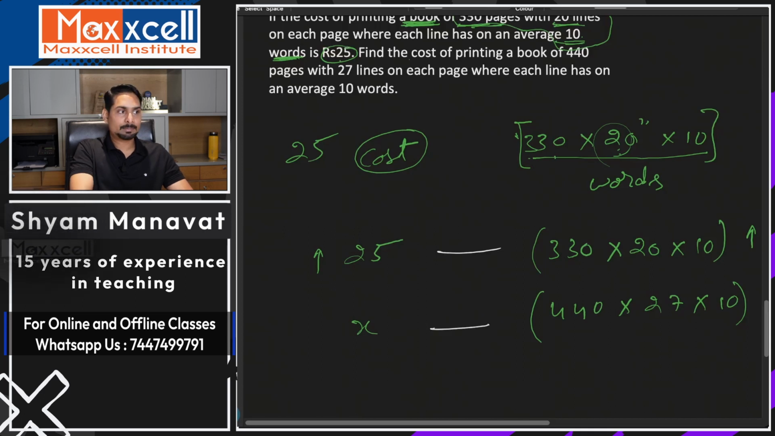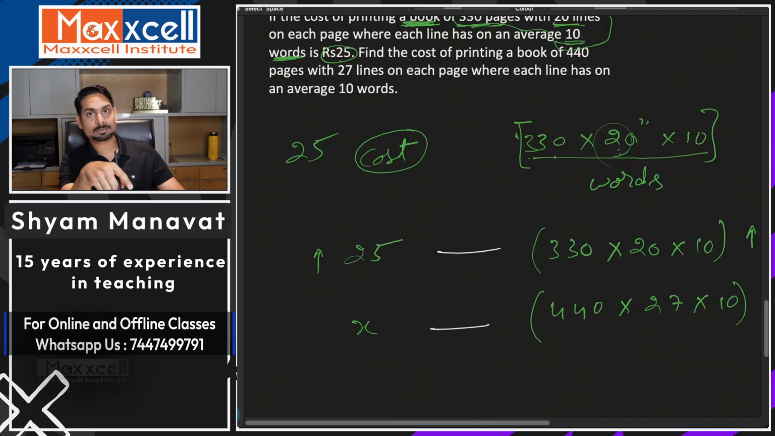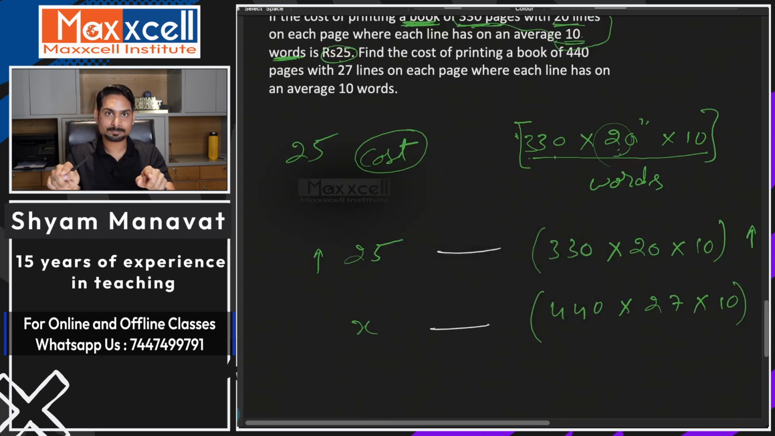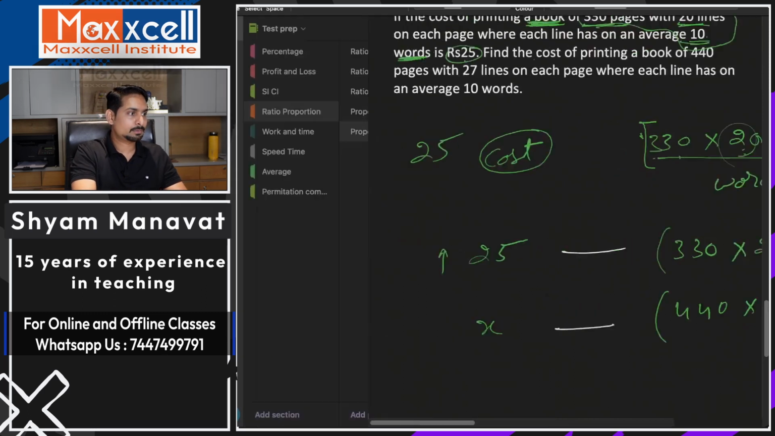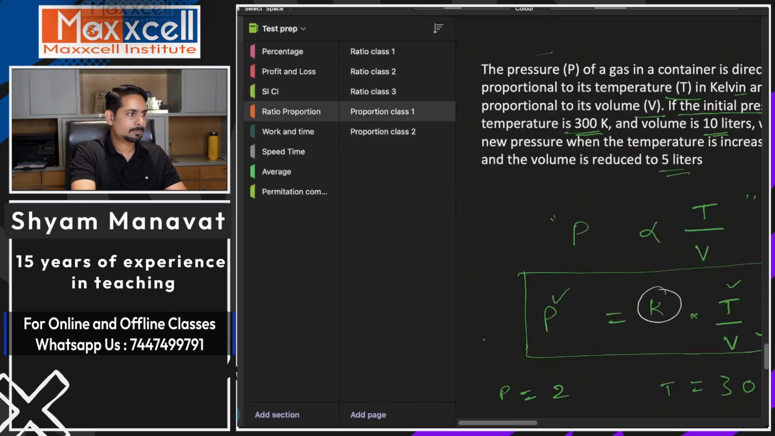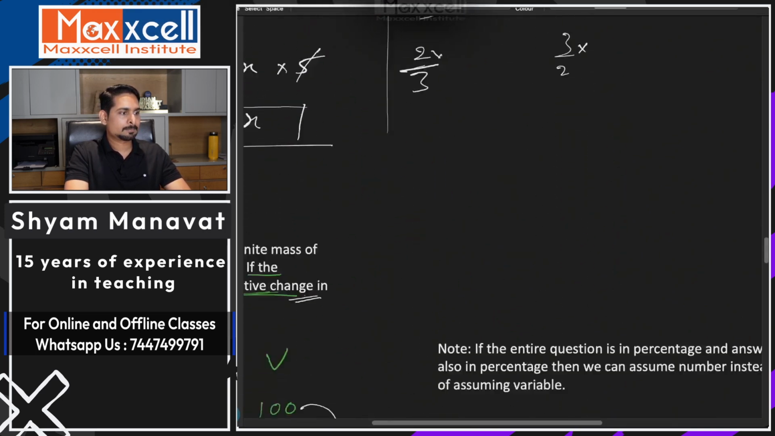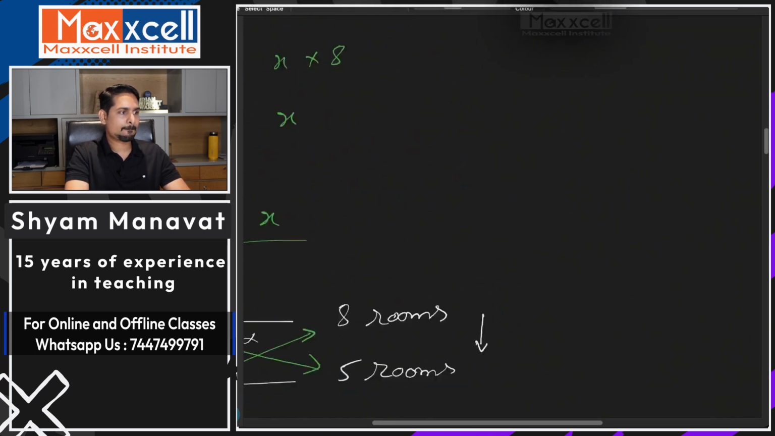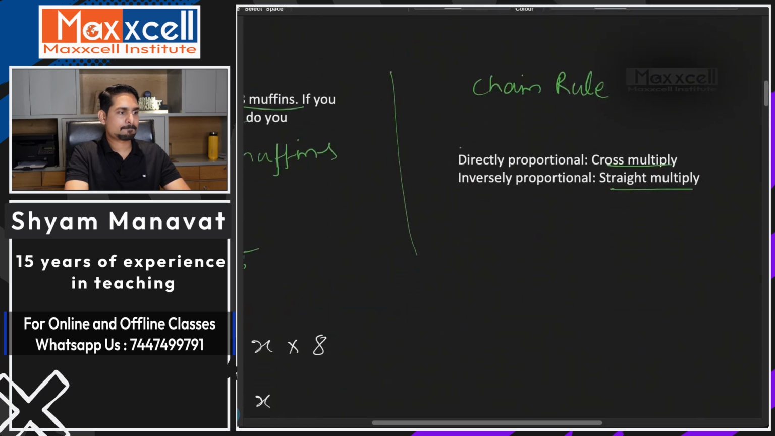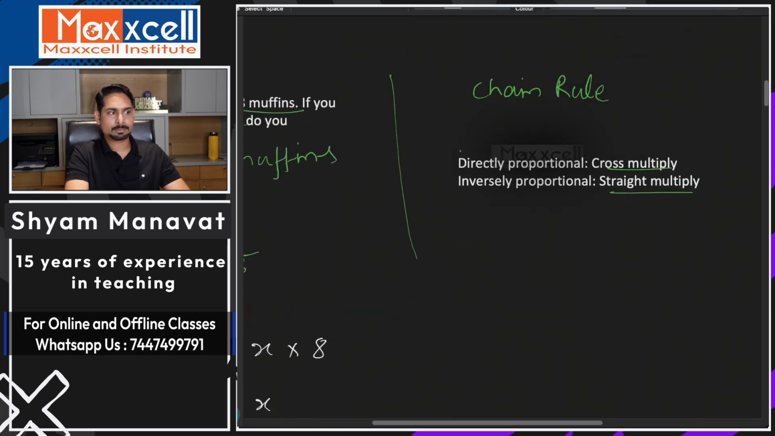If it is directly proportional, think about the chain rule. Think about the chain rule now. If it is directly proportional, then which kind of product will be equal? Cross product or straight product? This is directly proportional. Chain rule, directly proportional.